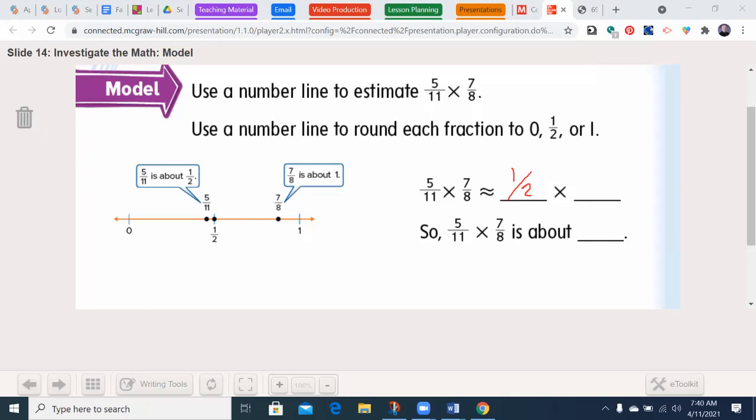7/8, that's right over here. 7 is almost all of 8, so it's going to round to 1. And it's dramatically more than 4. And you can see the visual of the difference here. So we're going to round that to 1. Now I multiply 1/2 times 1. Remember our identity property. Anytime you multiply by 1, it stays the same. So 1/2 will be our final answer.